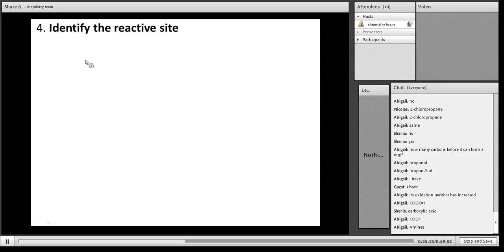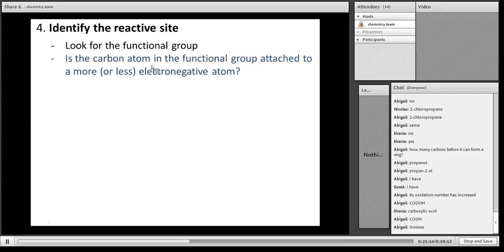Okay, then identify the reactive site is my last tip. I think I've got one more, but that's part of your learning as well. So if they give you a molecule and they say they're reacting it with something, and you've now got to draw the product, a lot of students are not quite sure where to do it. So if you identify where the reaction is going to happen, then it's much easier. So you look for the functional group. If it's an alcohol, you look for the OH. If it's a haloalkane, you look for the Cl. If it's an alkene, look for the double bond.